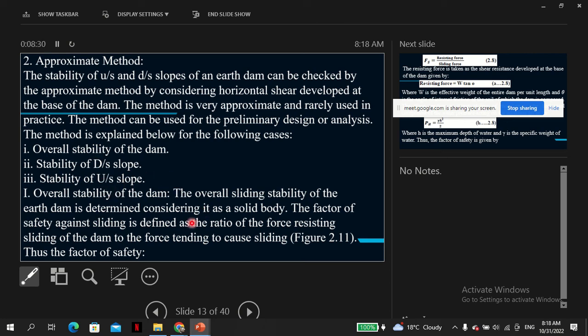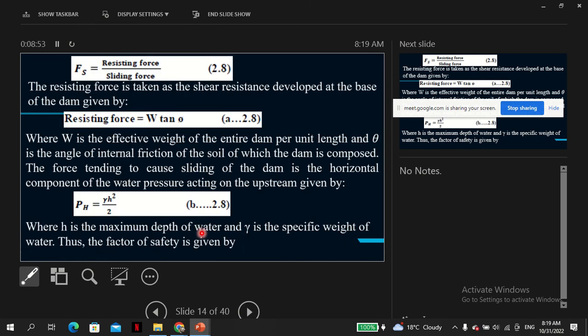Overall stability of the dam. The overall sliding stability of the dam is determined considering a solid body. The factor of safety against sliding is defined as the ratio of the force resisting sliding of the dam to the force tending to cause sliding. So here we use forces instead of moments.